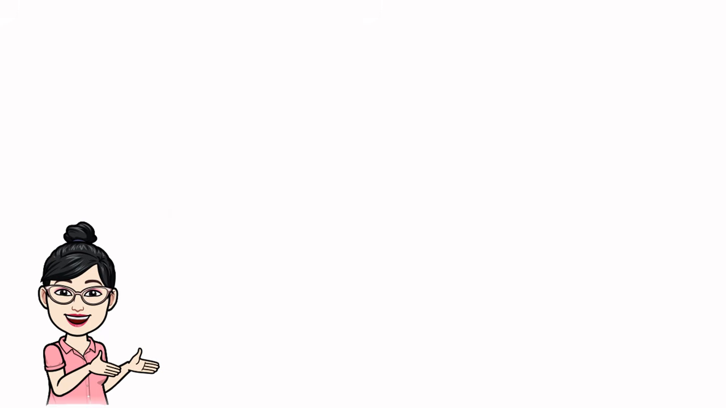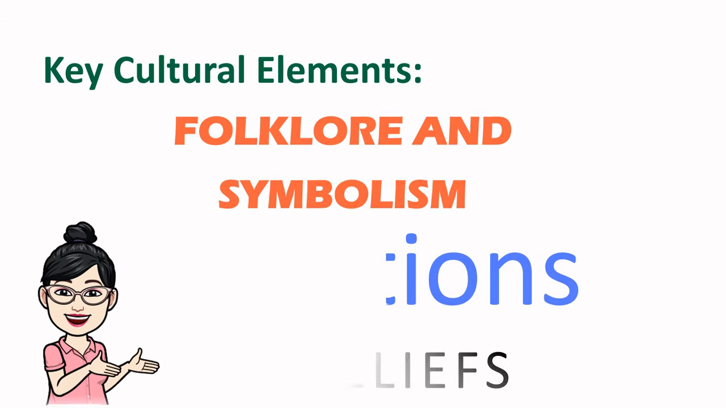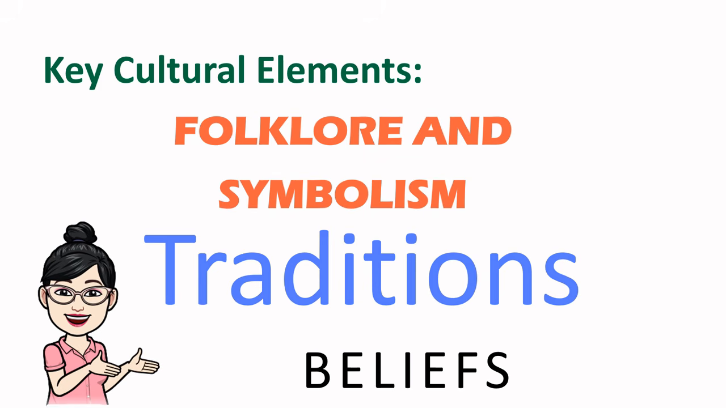In the previous video lesson, we talked about cultural elements, and those are folklore and symbolism, as well as the traditions and beliefs. And from there, we learned that these cultural elements can influence the structure, themes, style, and language when writing a poem. Today, we are going to integrate these cultural elements to the poem which you are about to write. Are you ready?